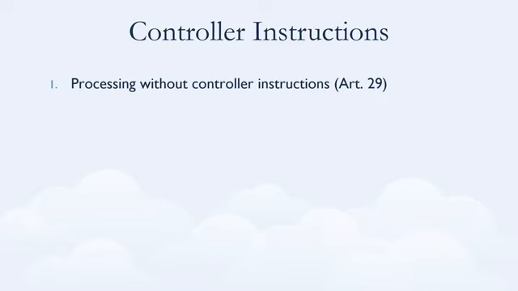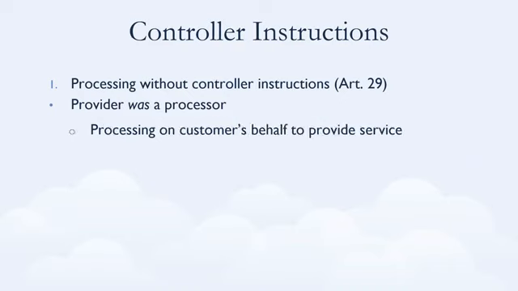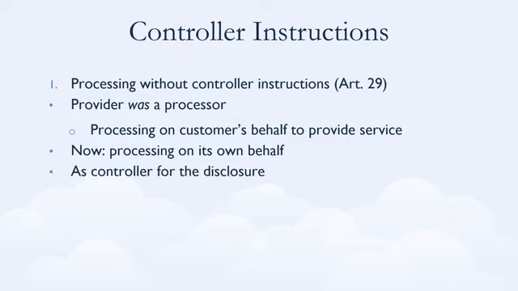So what's the problem with processing without controller instructions? Well, the issue here is that the cloud provider was acting as a processor when it was processing the customer data on the customer's behalf in order to provide the service. However, when it receives the US production order, it now starts processing that same data on its own behalf as a controller, because the cloud provider acts as a controller for that disclosure. It determines the purposes and means, including the purpose to comply with the US order which it has received.